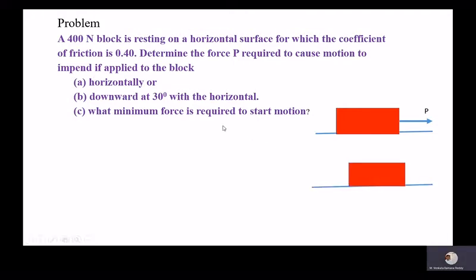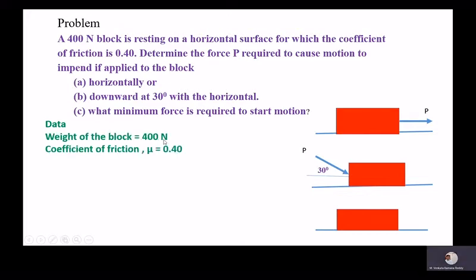In the second case, the force applied is downward at 30 degrees with the horizontal. So this P value also is to be found out. And the third one is, in order to move the block, what is the minimum force required? That minimum force value is to be found out in the third case. Now we'll write the data.